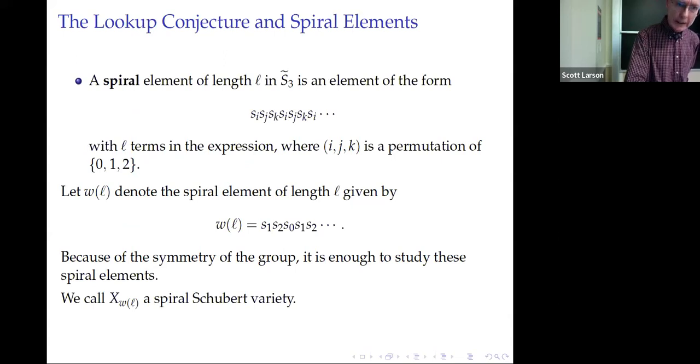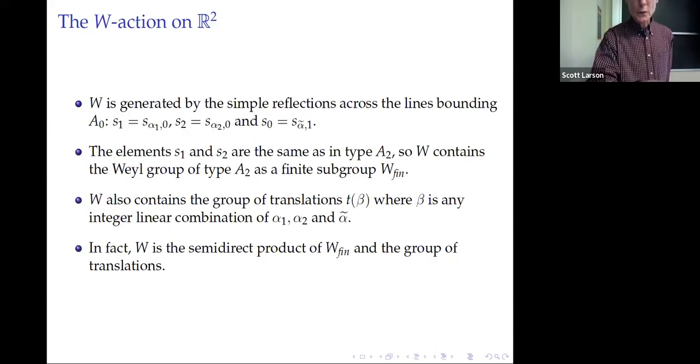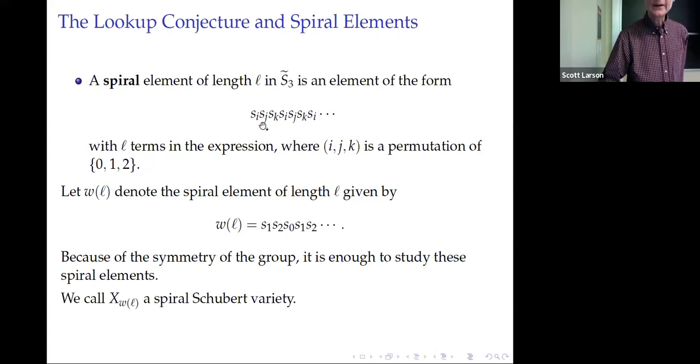So then the spiral elements. Let's look at this element here. The simple reflections are the ones I described, the ones on the walls bordering the fundamental alcove. If I take i, j, and k to be some permutation, and I take S_i S_j S_k, S_i S_j S_k, S_i, and go on to a certain length like this, that's what we call a spiral element. Now the group is very symmetrical, and it's enough to consider the ones which are 1, 2, 0, 1, 2, 0.